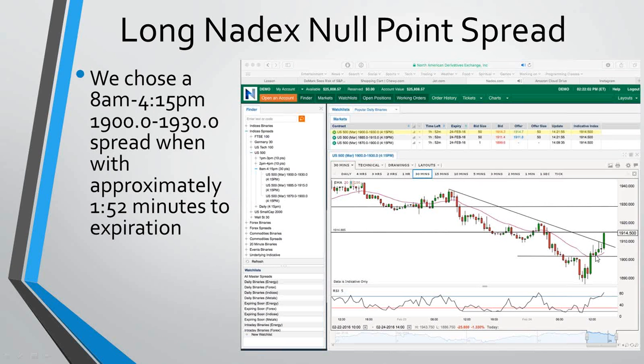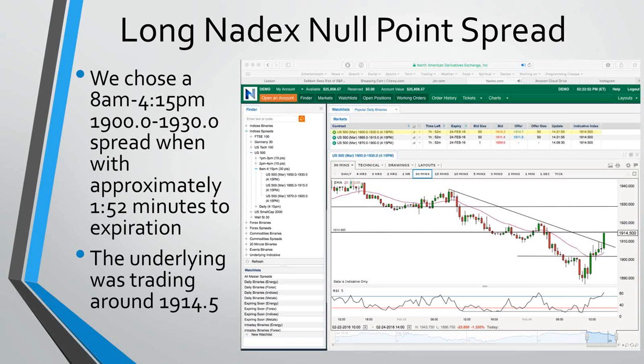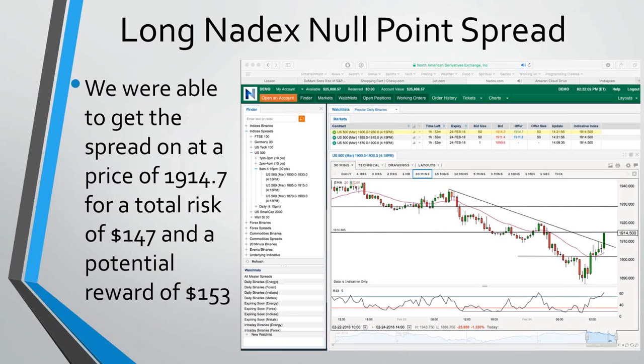So we chose an 8 a.m. to 4:15 p.m. 1900 to 1930 spread with approximately an hour and 52 minutes to expiration. The underlying was trading at about 1914.50. We were able to get the spread on at 1914.70 for a total risk of 147 and a potential reward of 153.